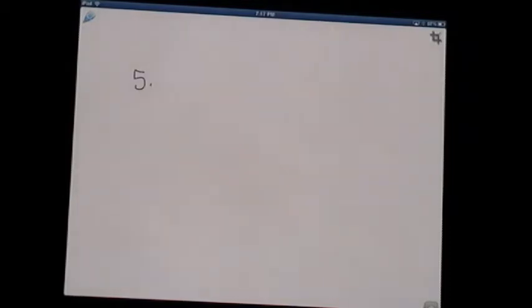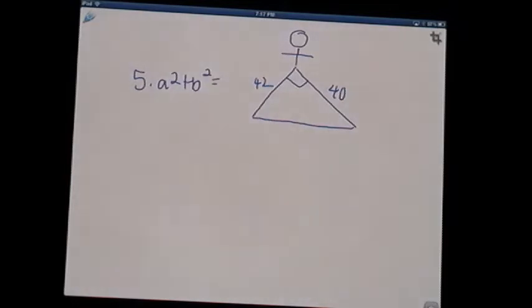So number 5, you have a triangle here. We're going to have to draw Tarzan because you've got that loincloth on. Okay, 42 and 40. And so we know a squared plus b squared equals c squared. So a and b, it doesn't matter what order the legs come in. 42 squared plus 40 squared is equal to the hypotenuse squared, and this is side c right here.